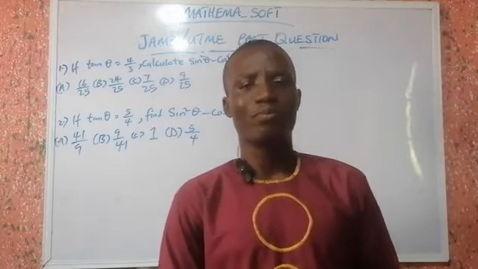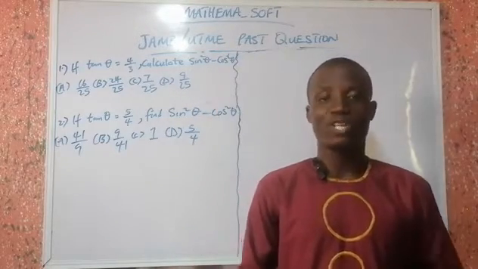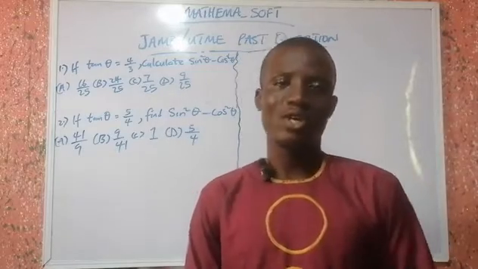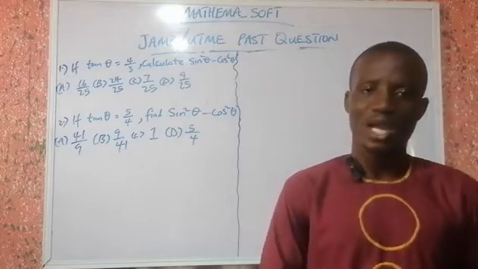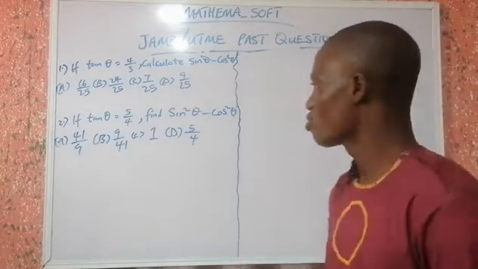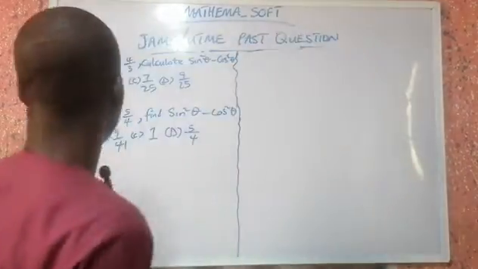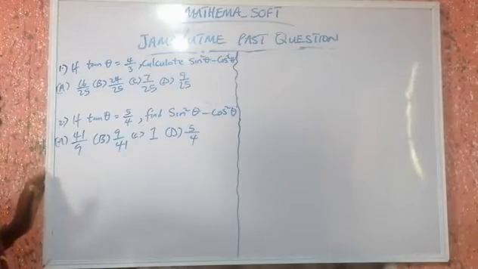Today we'll be solving some past questions from JAMB for the benefit of those people that will be writing JAMB. So today we have two questions on the board in the area of trigonometry and we will get started. We have two questions here.